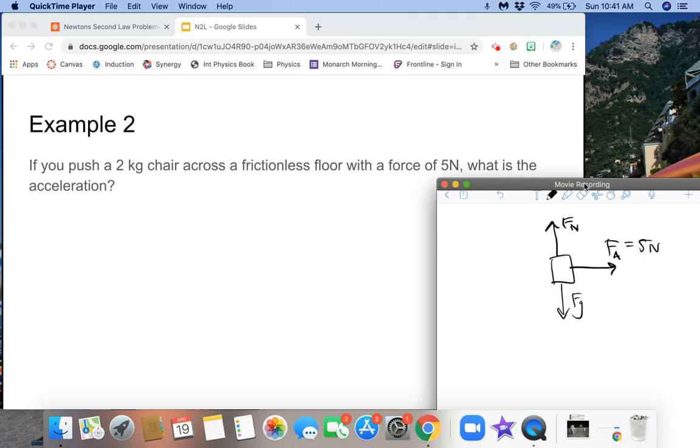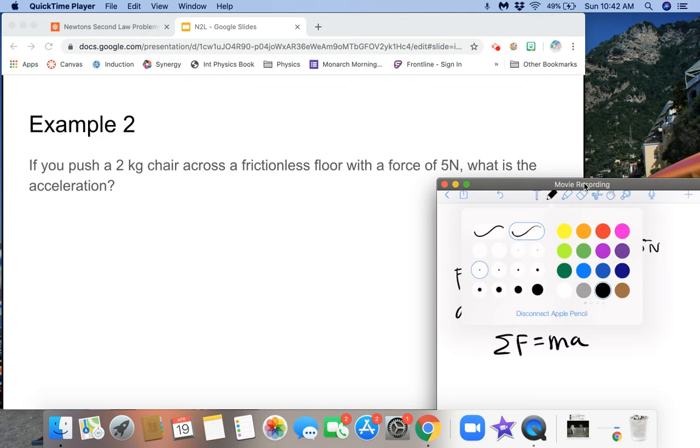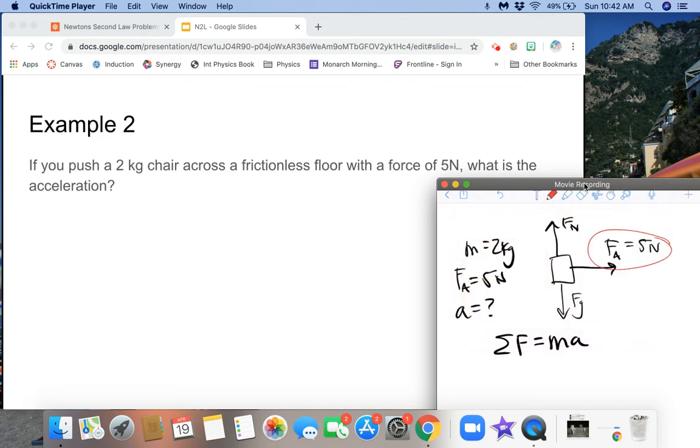Now I also want to write down my givens. I know that the mass of the chair is 2 kilograms. I know that force applied is 5 newtons, and then I know I want to find the acceleration. So in order to do that, all I have to do is apply Newton's second law. So I know that the net force is equal to mass times acceleration. In this case, my applied force is the only force that's acting on this object. All right, so that is my net force, 5 newtons to the right. So that makes my math easy, okay?